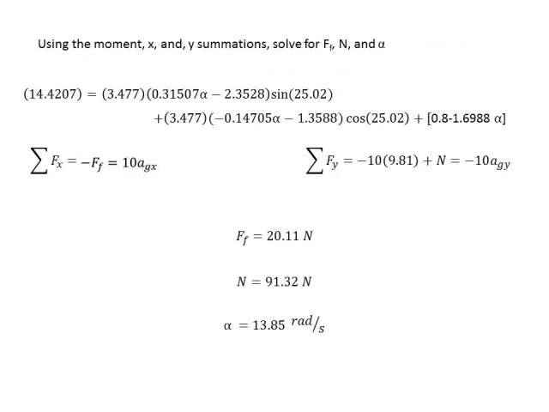Okay, so we're almost done here. Take the moment equation that you just found, the summation of the forces in the x direction, and the summation of the forces in the y direction, and you have 3 equations and 3 unknowns. So you'll want to solve all 3 equations, and once you're done, you should get that the frictional force is 20.11, the normal force is 91.32, and the angular acceleration is 13.85 radians per second squared.